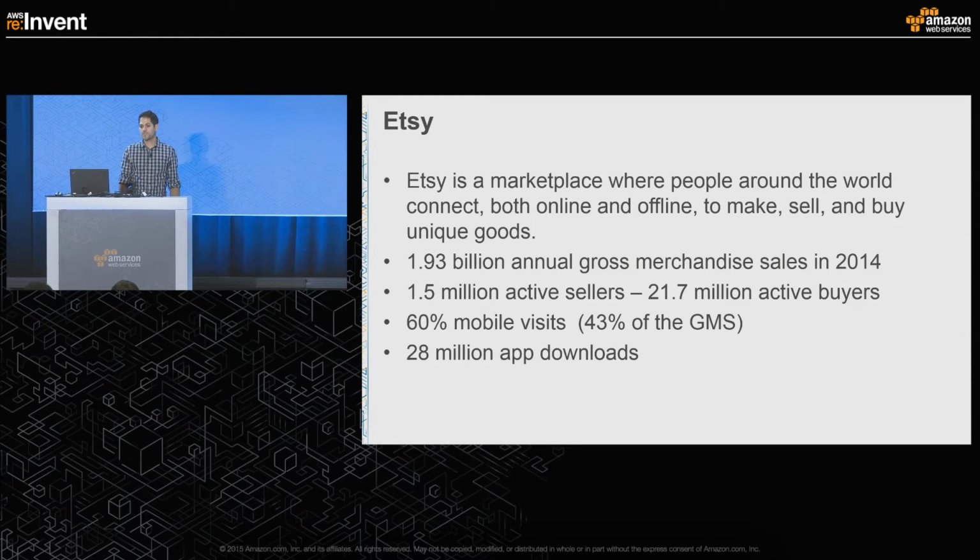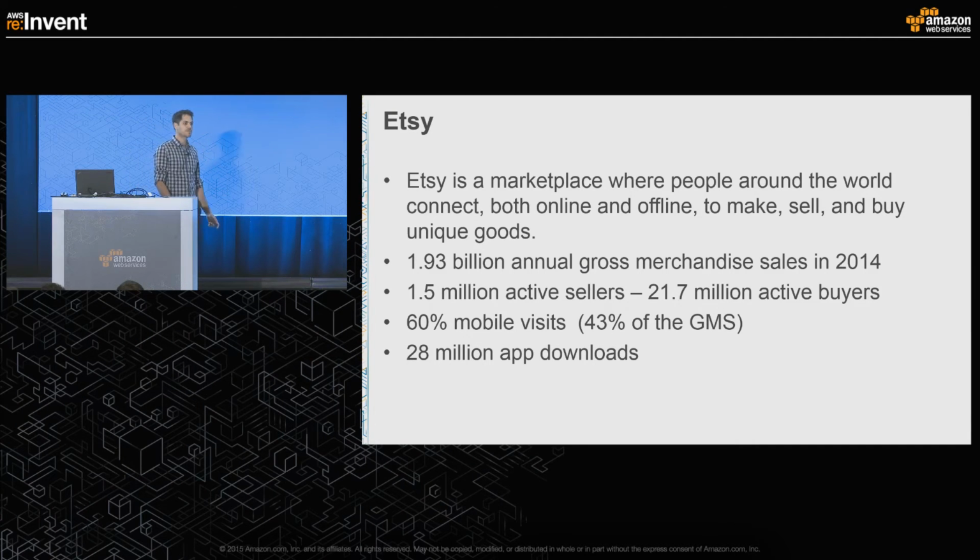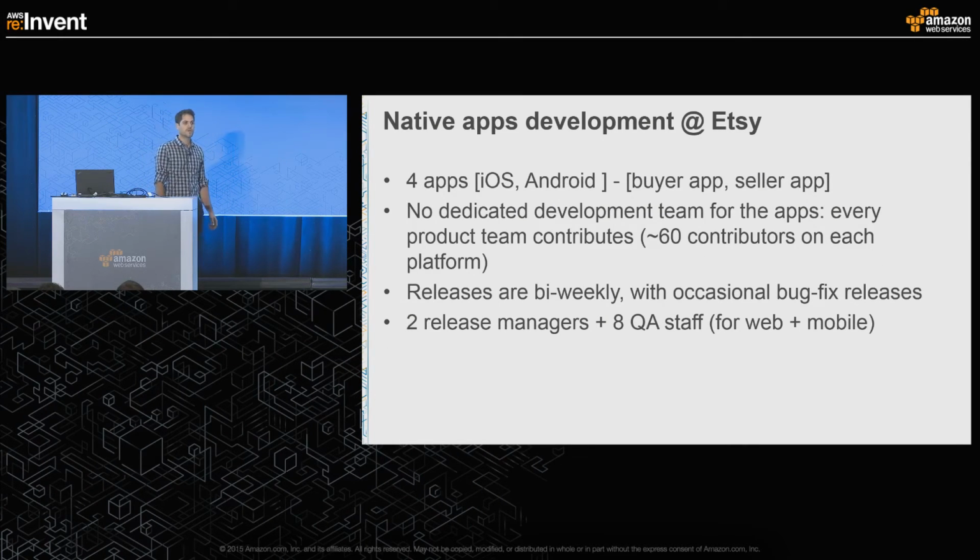We have about 1.5 million active sellers and about 21 million active buyers. 60% of our visits come from mobile devices, so they can be mobile web or the apps. And to date, we've had about 28 million app downloads so far. And so we have 4 apps, 2 iOS apps, 2 Android, 1 buyer and 1 seller on each platform. And we do not have any dedicated mobile app team. Every engineer on every feature team can contribute to the apps. Which brings us to, on average, 60 contributors on each platform.